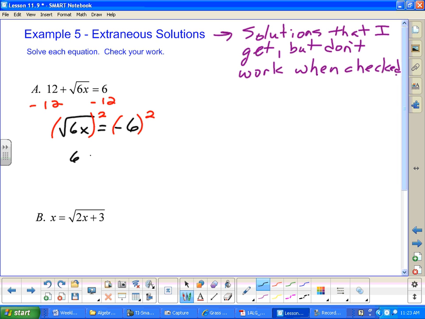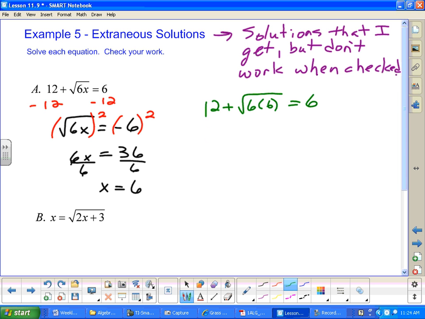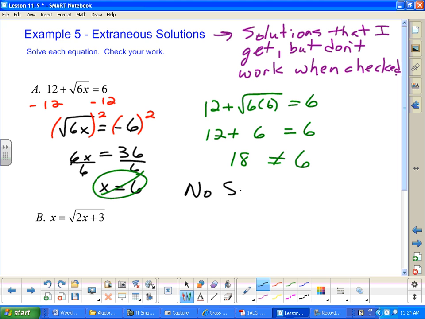So we get 6x equals 36. Okay, I can handle that. And we divide by 6, and x equals 6. So I got a nice positive number of 6. Great, I love 6. It's a good number. The only problem is, when I check it, I get 12 plus, well, what's the square root of 6 times 6? 6. 12 plus 6 is 18. 18 does not equal 6. So that means that doesn't work. So it's no solution.